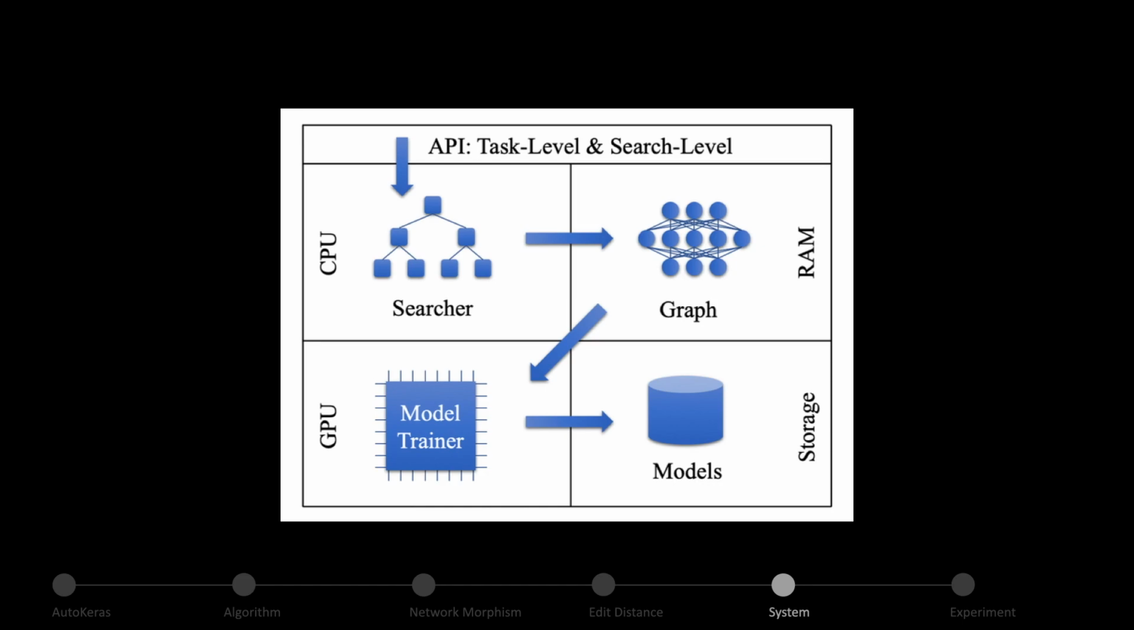It calls the graph module to build the generated architecture into a neural network in the RAM. The new architecture is copied to the GPU for the model trainer to train with the dataset. The trained model is saved in the model storage, and the performance of the model is then fed back to the searcher to update the Gaussian process model.